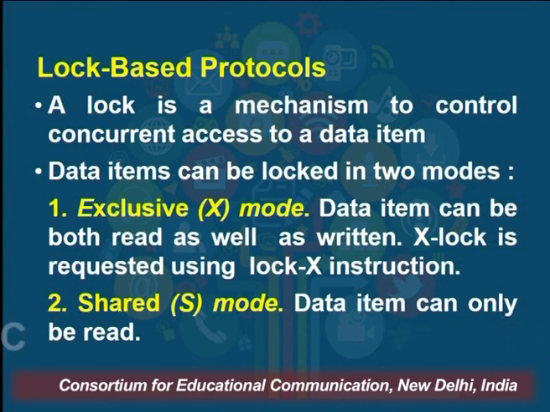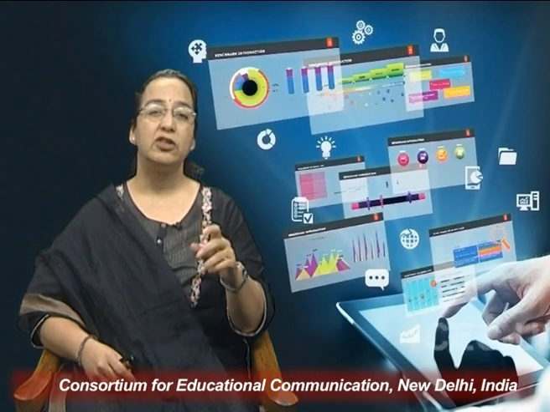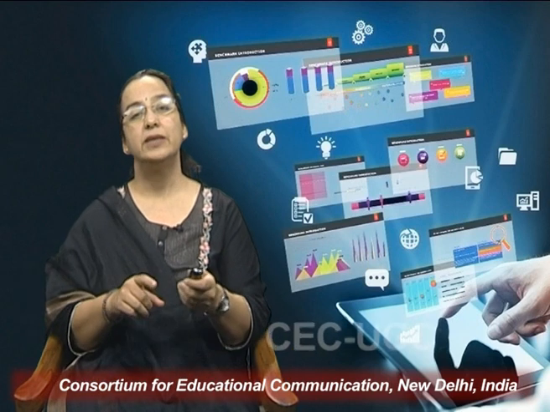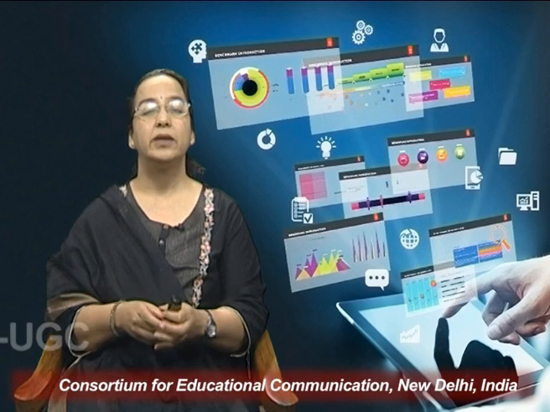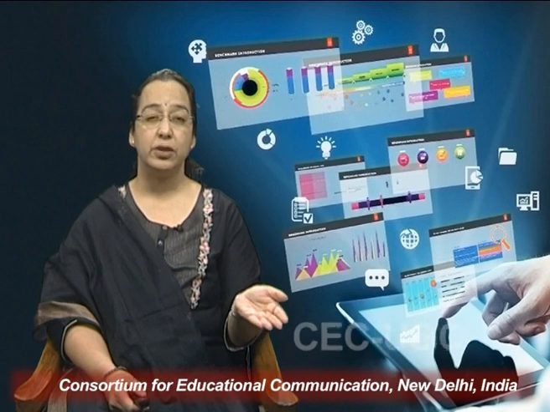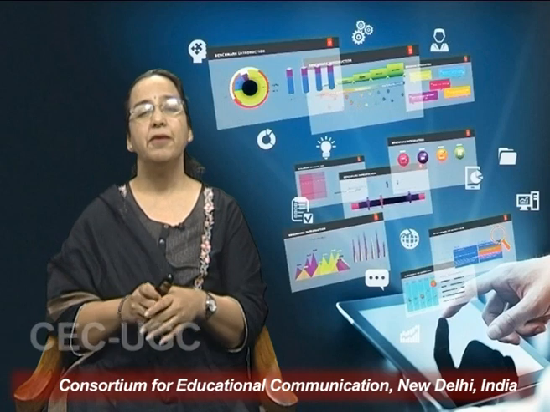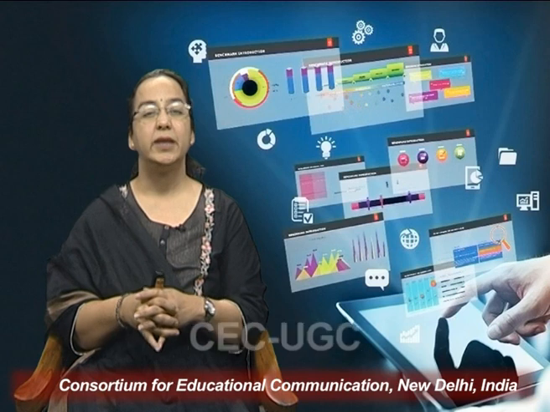So, for example, let us say that for account A, the X lock is obtained by T1. Then in this situation, T2 will not be allowed to access account A, because that account A is with transaction T1, and that too in the exclusive mode. Now, if we talk about shared mode, in shared mode the data item can only be read.